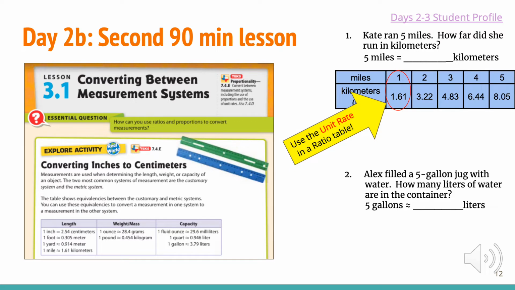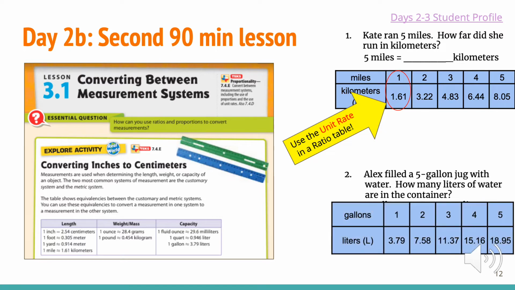Second example, Alex filled a 5-gallon jug. Again, we're using 5, but it's simply converting customary to metric and metric to customary. Using the concept of the unit rate again.